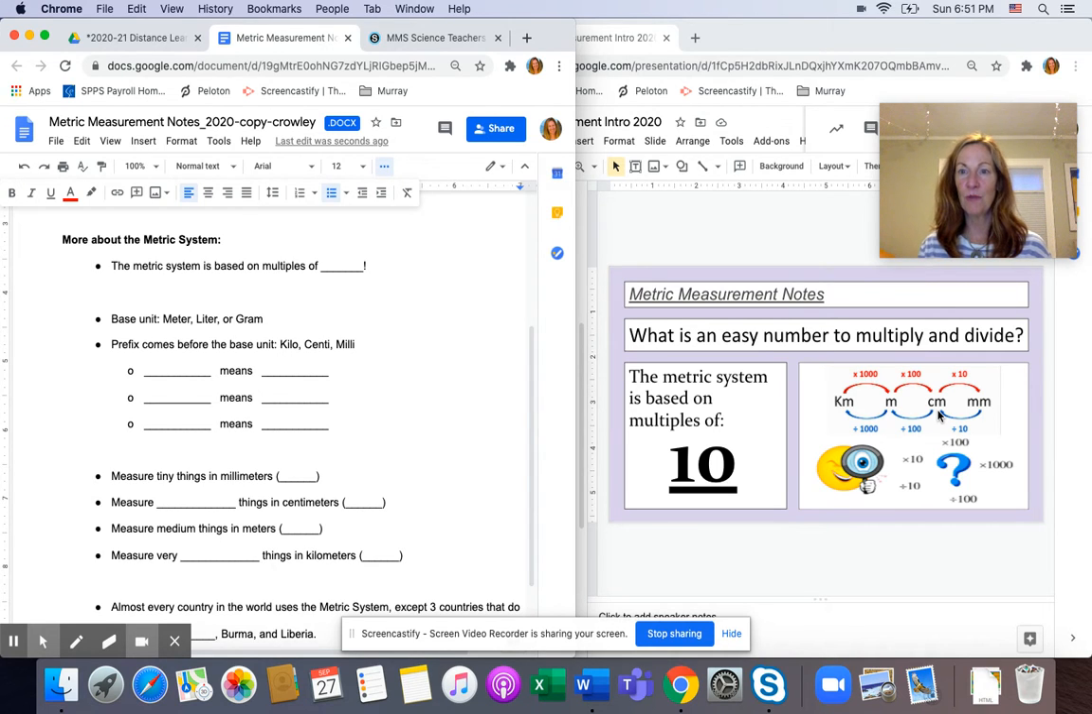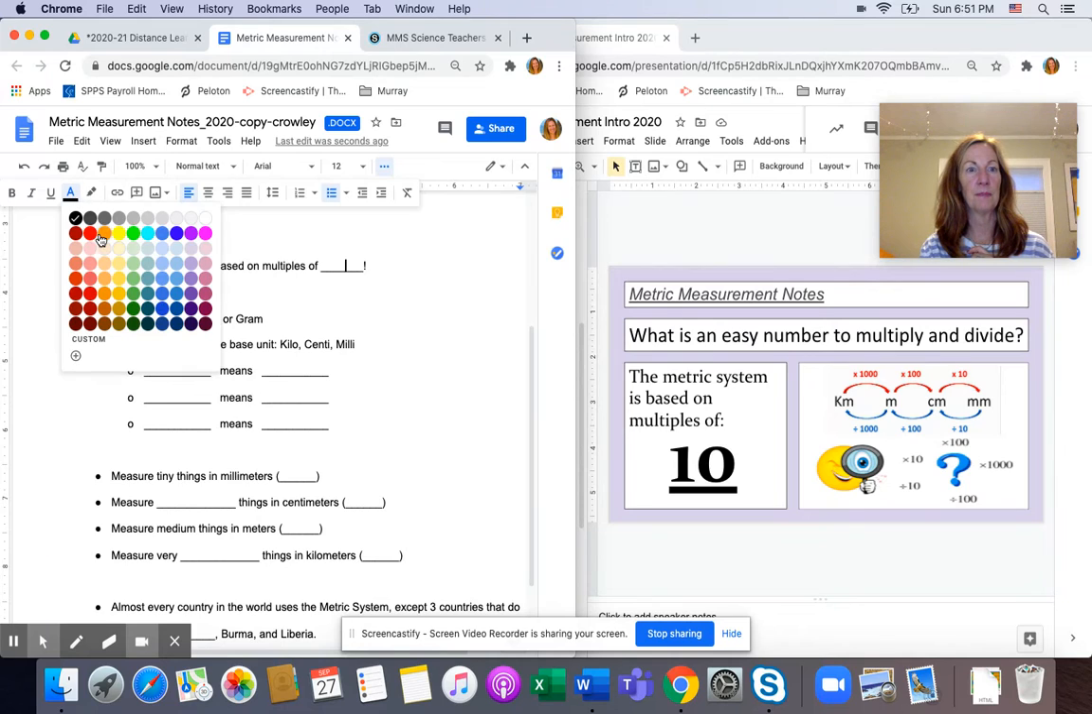So we're always moving by units of 10. And that's why it's easier to use, because you don't have to remember odd numbers, like there's 12 inches in a foot, right? And that there's 3 feet in a yard. This is always based on units of 10, and that's why it's a little bit easier to use. So here we have the metric system is based on units of 10.